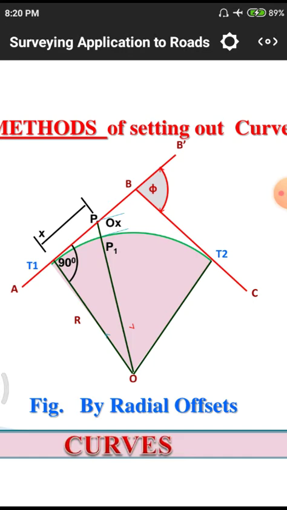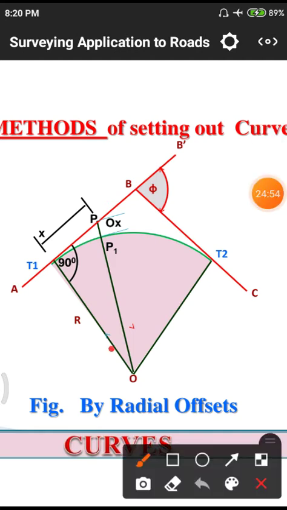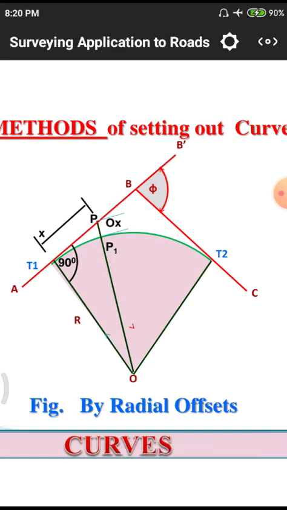So here also we have an angle of phi. Why? Because those two have equal angles by trigonometry. This is the length we already know. That means from O to T1 we have a radius R1.